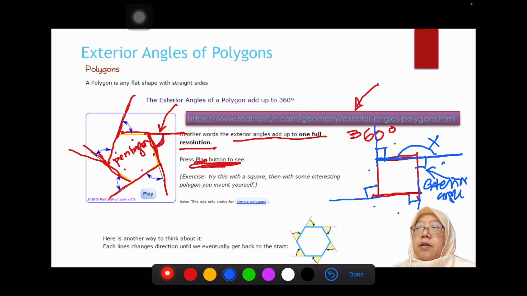Now this is a hexagon. So for this hexagon, again, extend, extend, extend, extend, extend, and extend. And then the exterior angle will be outside here, between the side and the extended line.